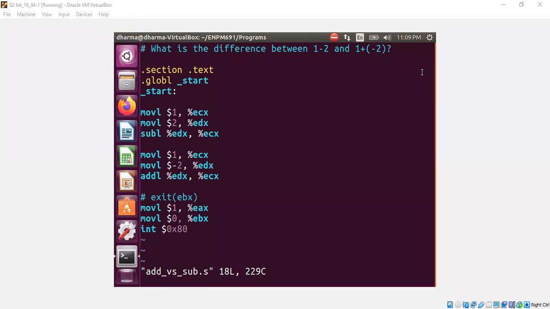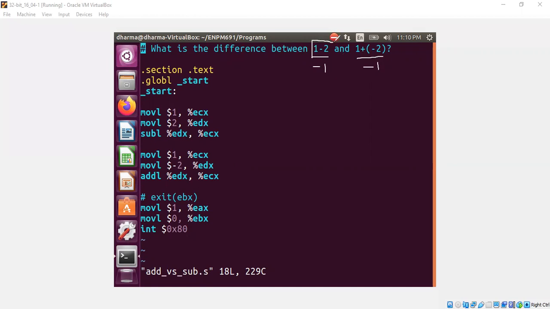Hello, welcome back. In this segment, I want to discuss an interesting difference between two expressions, 1 minus 2 and 1 plus minus 2. They both are essentially the same mathematically, right? 1 minus 2 should give you minus 1 as an answer, right? And well, this is minus 1 and this is also minus 1. Okay, let's see in terms of the flags, are there any differences between these two expressions?